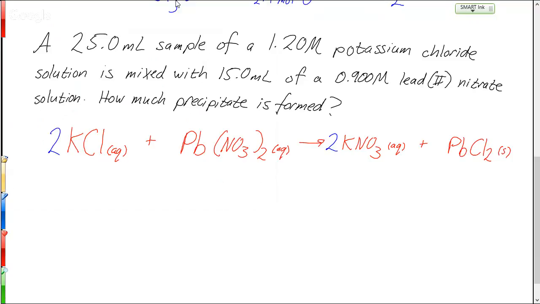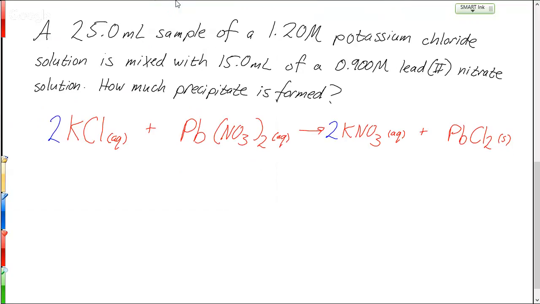Right, so we have to find the moles of potassium chloride and lead(II) nitrate so we can figure out if one of these reactants is limiting, or how we're going to do the rest of the calculation. So how do we get the moles of each of those? Yep, convert the milliliters to liters and multiply by the molarity, the concentration.